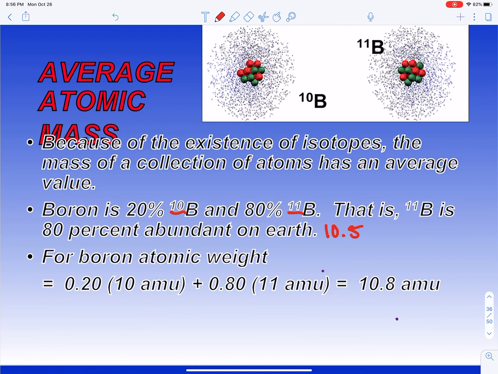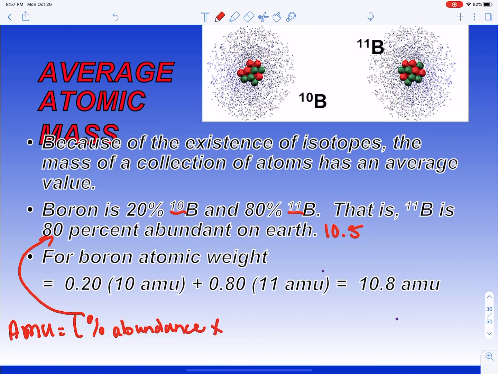So the formula for calculating average atomic mass, and I'm going to call it AMU because that's the units for it, is: you're going to use percent abundance, and this is this number here, times the mass, plus percent abundance times the mass.